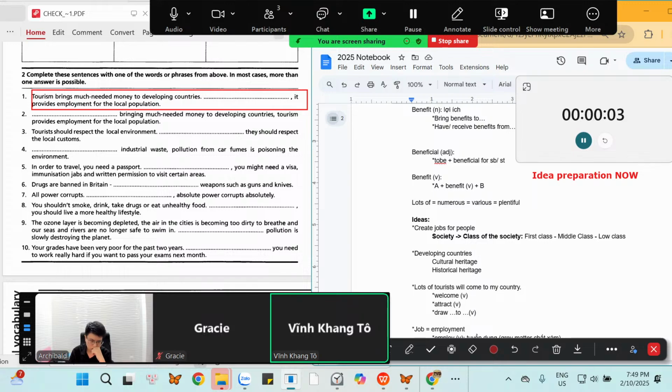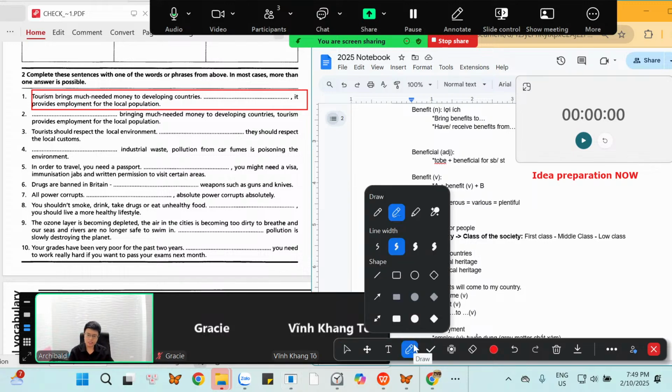Additionally, employing all social classes in tourism can be achieved by providing diverse job opportunities. Alright, Bill, okay, you say the last sentence, okay, something is wrong with the last sentence.